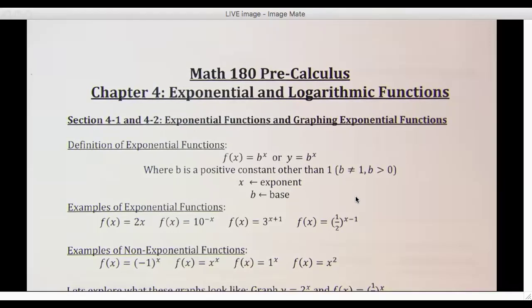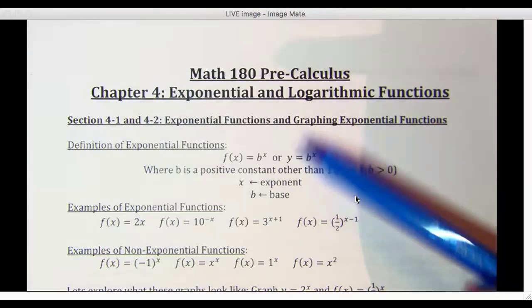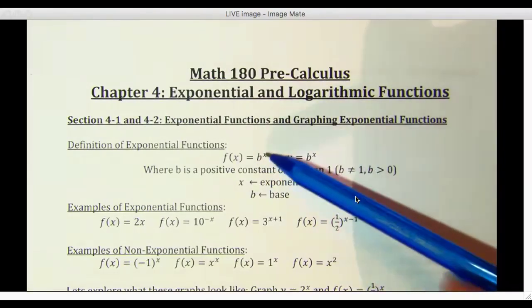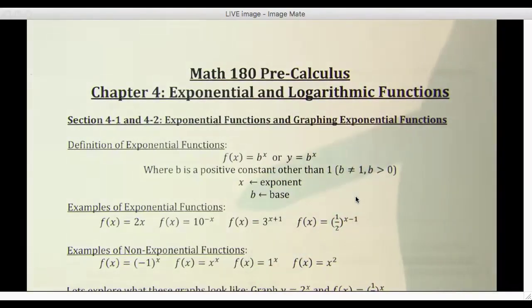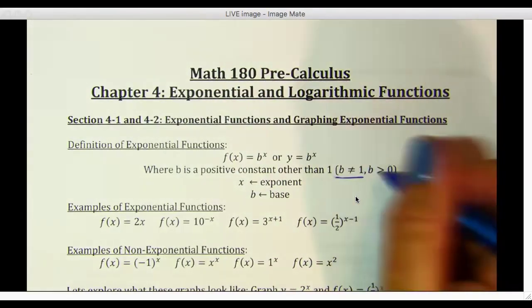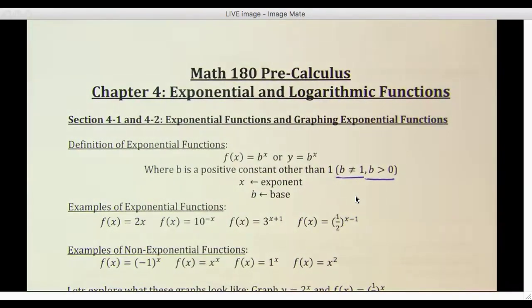So exponential functions look like these examples here, where we have a number in our base, and now our x is in the exponent. There are some restrictions on what the base can be. The base cannot equal 1, and it must be positive. So we might see variations of this. We might have some different shifts and things like that. But that's what exponential functions look like.